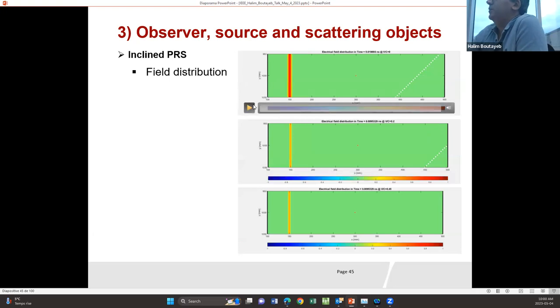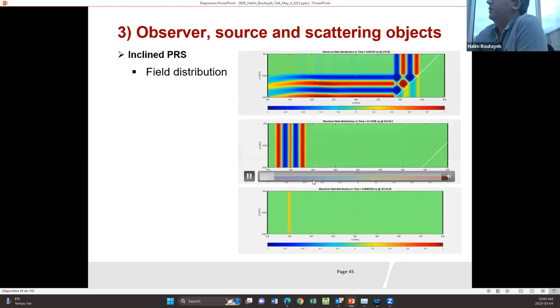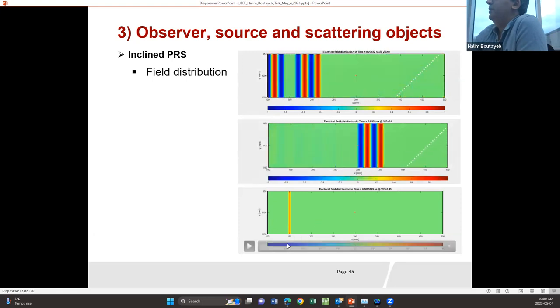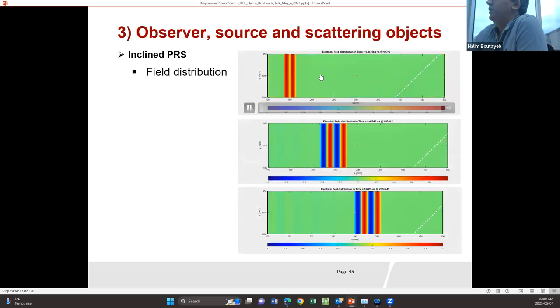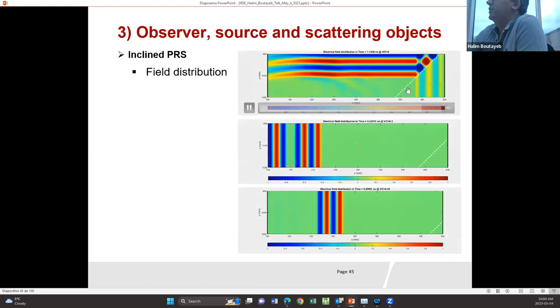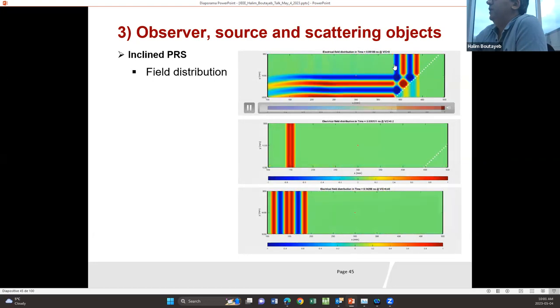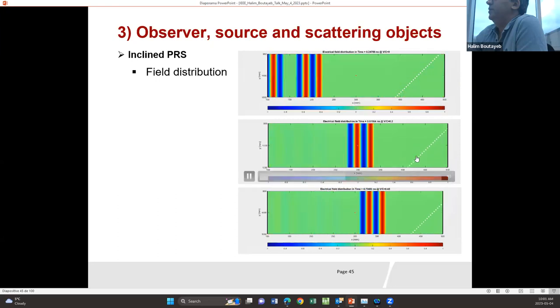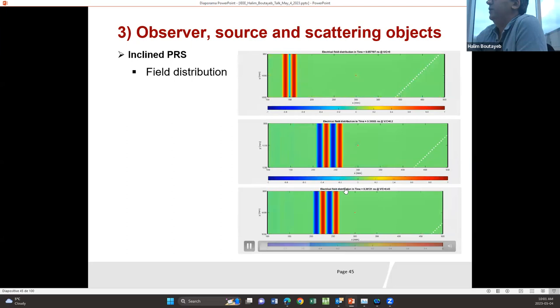Here in this problem, we consider a moving inclined partially reflective surface. And as you will see, if it doesn't move, the PRS is at 45 degrees, and the beam coming in at 0 degrees will be reflected at 90 degrees. If there is motion, it will be reflected at a different angle, depending on the velocity.